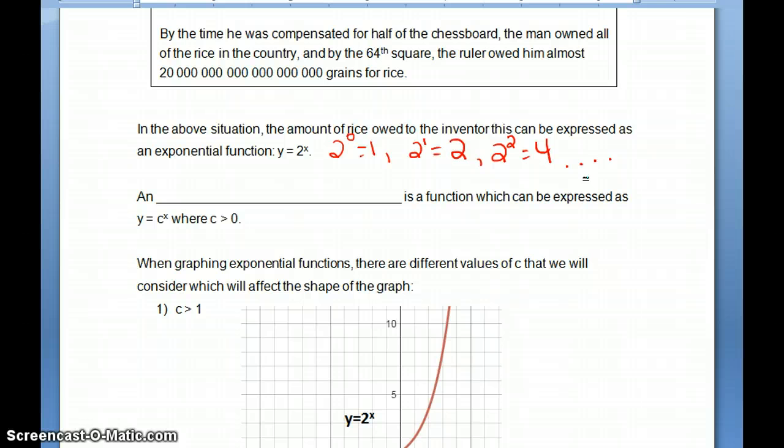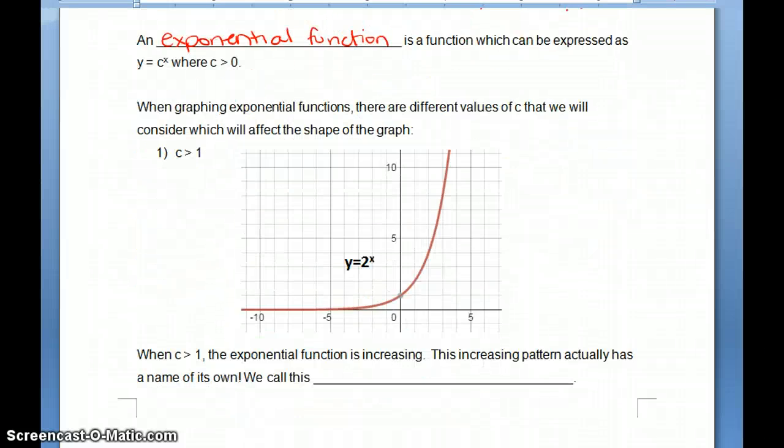Getting on to the definition, an exponential function is a function which can be expressed as y is equal to c to the power of x, where c is greater than 0. So c is an actual number, and then we're dealing with our usual variables y and x. Alright, so moving on down here.